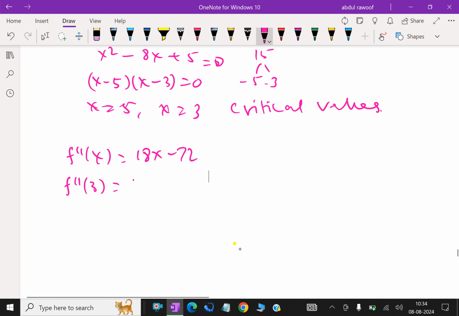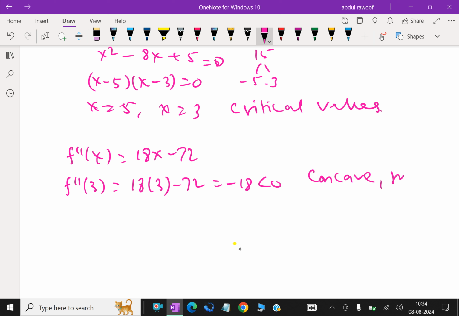First we substitute 3. 18 into 3 minus 72 is minus 18. This is less than 0. Concave, relative maximum. This is concave, relative maximum at x equal to 3.